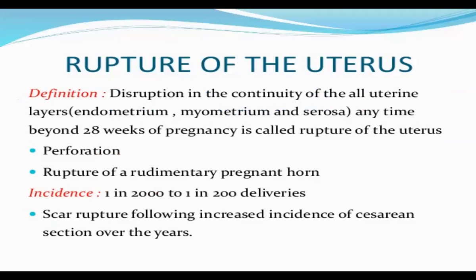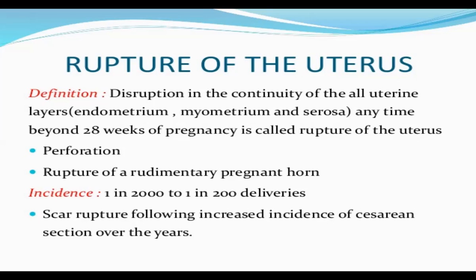That may be a problem during delivery. So what is it? It is a disruption in the continuity of all the uterine layers, that is, the three layers of the uterus: endometrium, myometrium, and serosa. And when it takes place time-wise, it takes place after 28 weeks of pregnancy, and that is called a rupture of the uterus. So what happens? There is a perforation or rupture of the rudimentary pregnant horn.